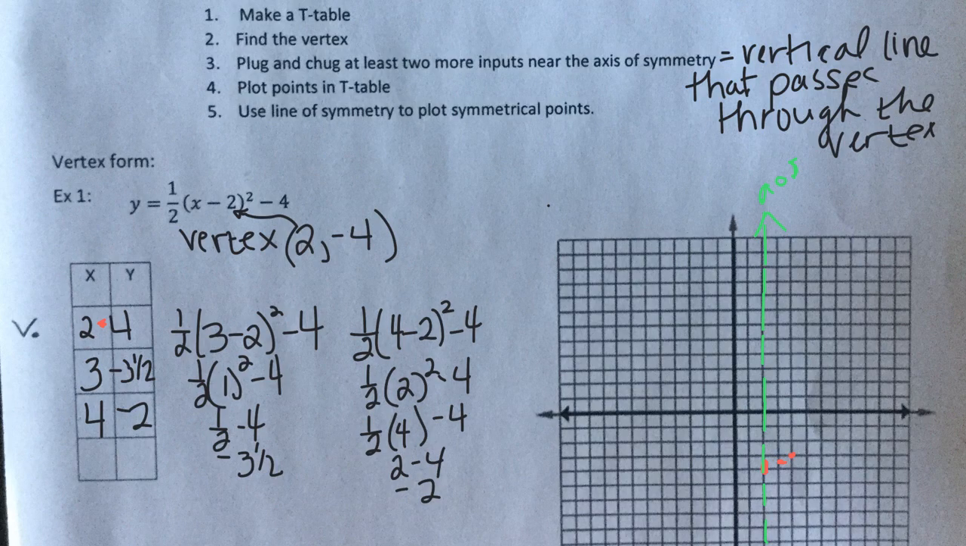And we can reflect it in our axis of symmetry. So if this point here is at -3.5 and it's 1 away from the axis, we're going to put it over here at -3.5. Right here. And then this point here is 2 away from the axis of symmetry, so we're going to go 2 away on the other side.